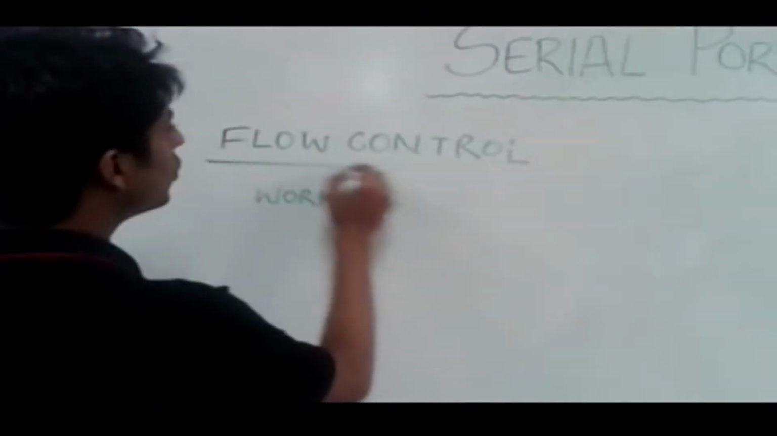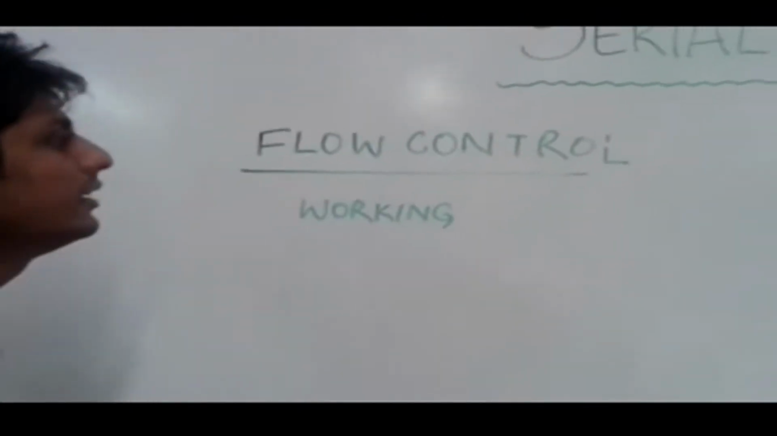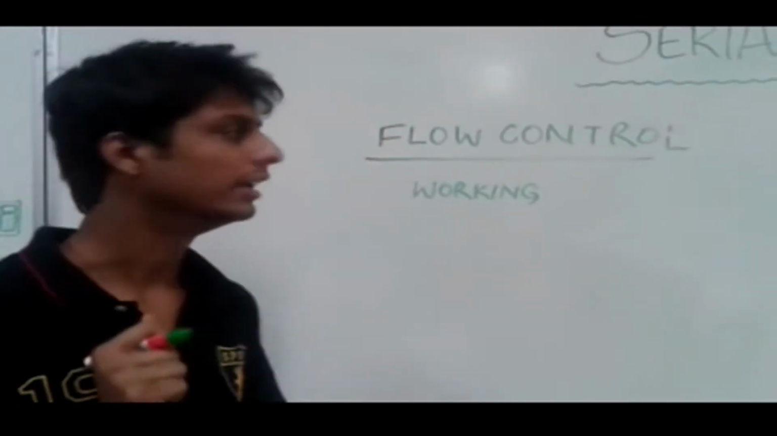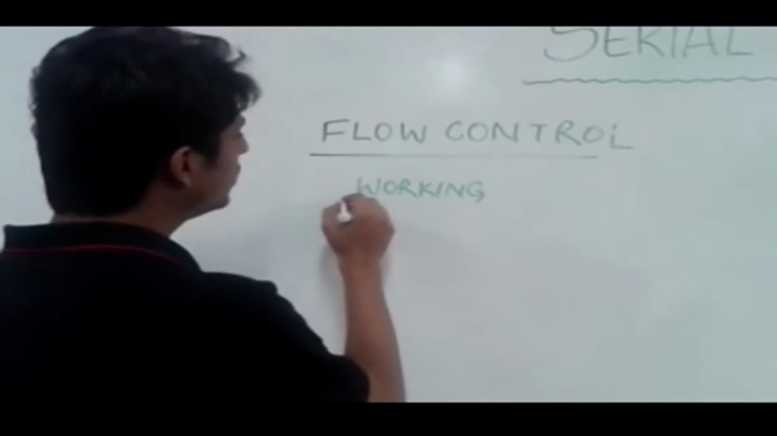The working of serial ports depends upon the concept of flow control. Flow control is the ability of one device to tell another device to stop data for a while. Now I will explain to you the working of flow control through an example.